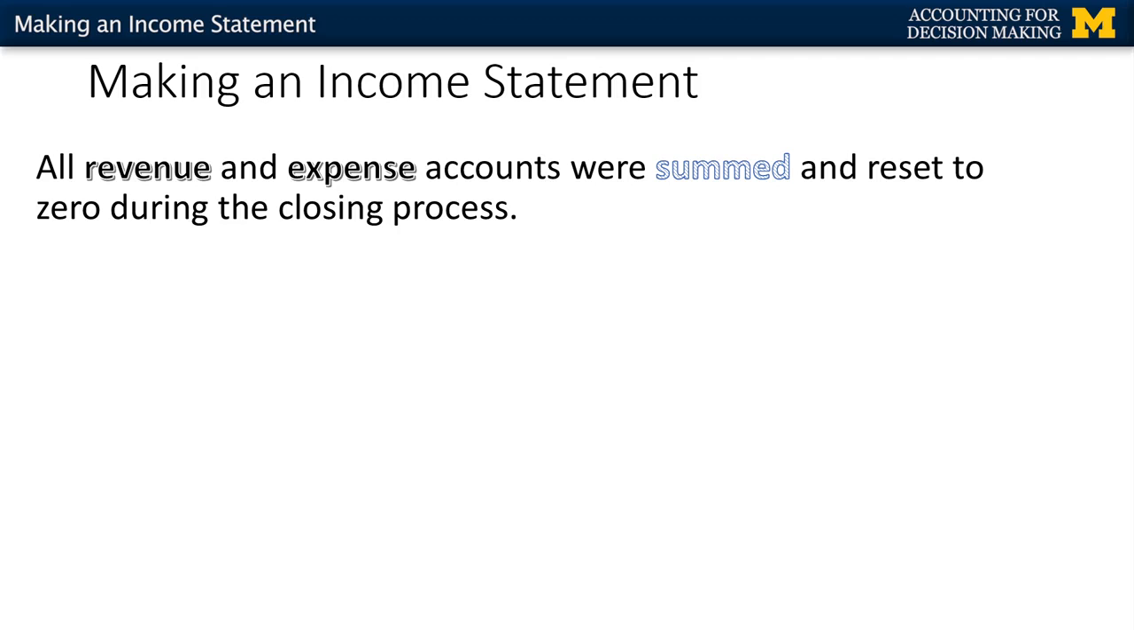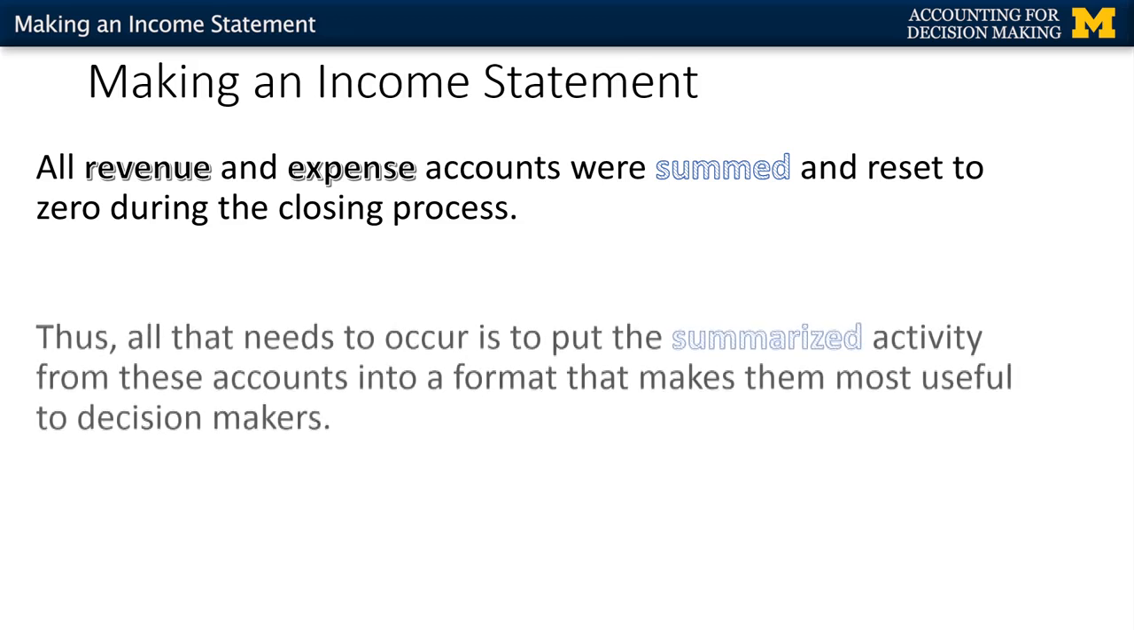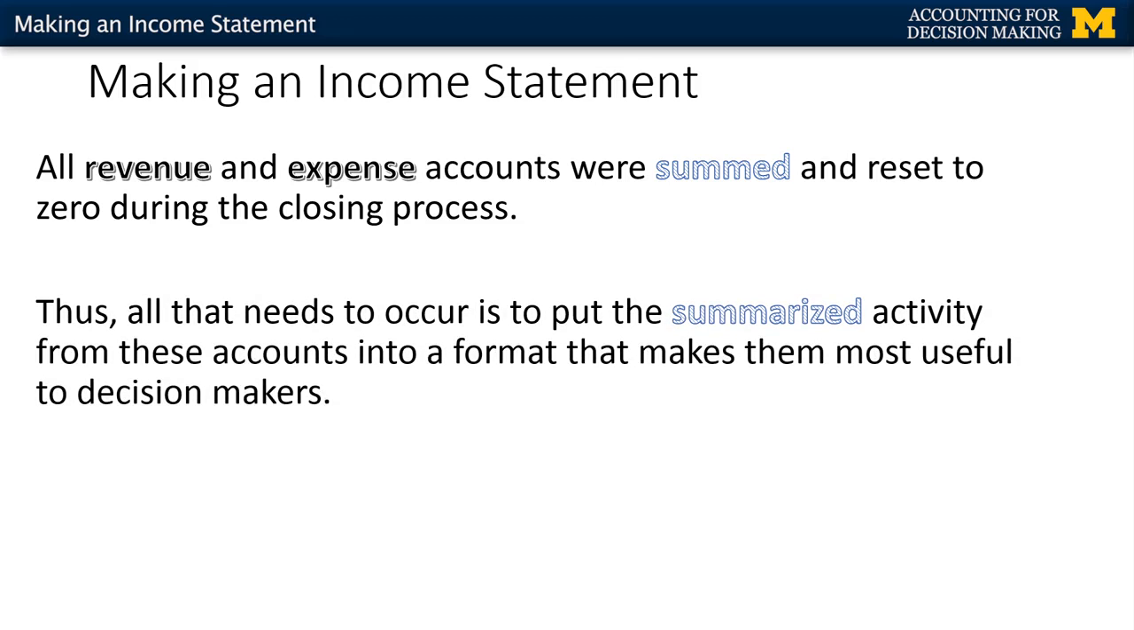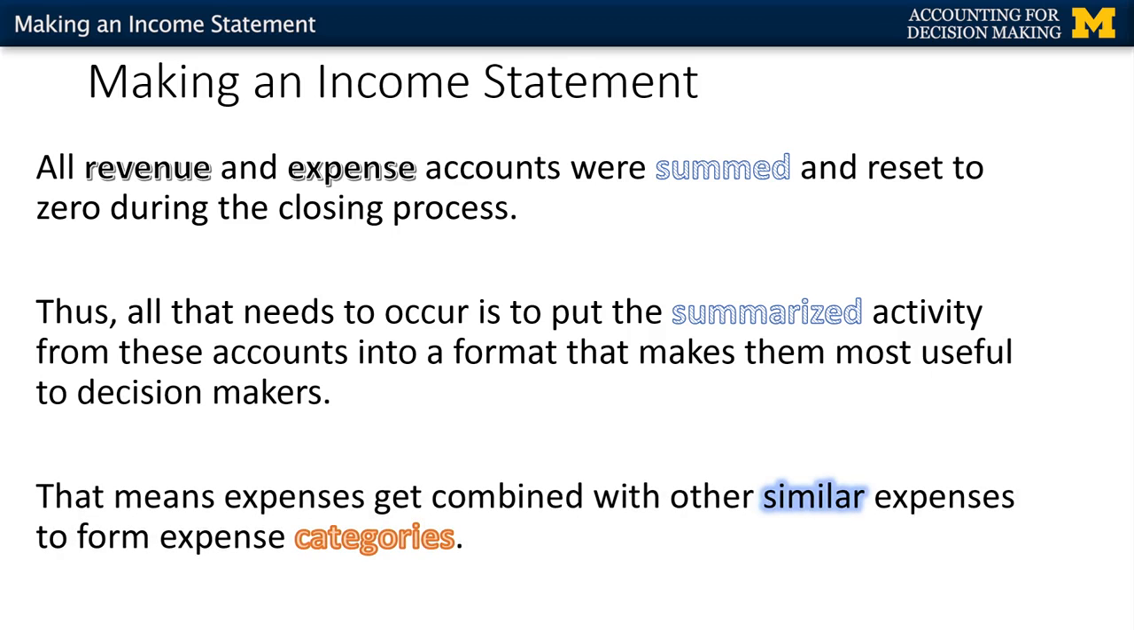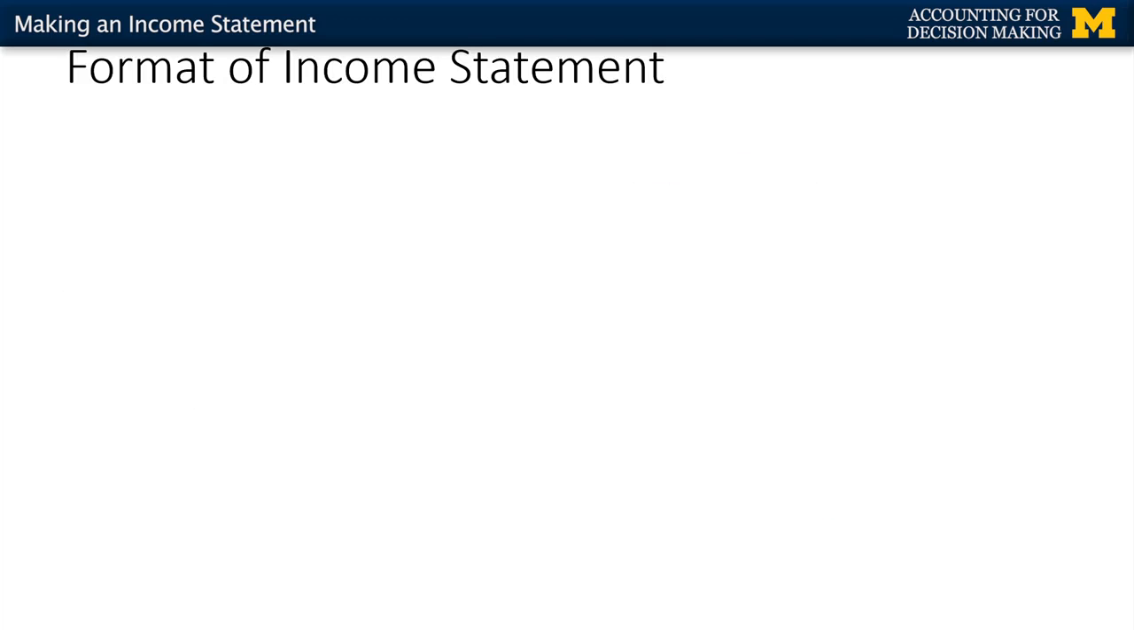Now, making an income statement's pretty straightforward at this point. Remember, we've already summed up everything in the revenue and expense accounts during the closing process. So really, all that we need to do now is take that summarized activity and put the accounts into a format that makes them the most useful to decision makers. That means expenses get combined with other similar expenses to form expense categories on the income statement.